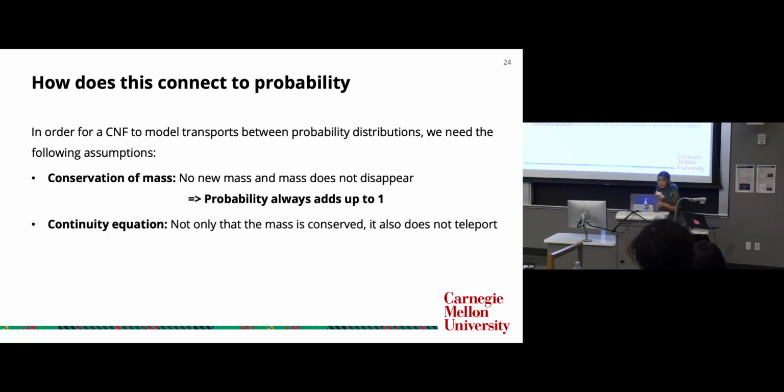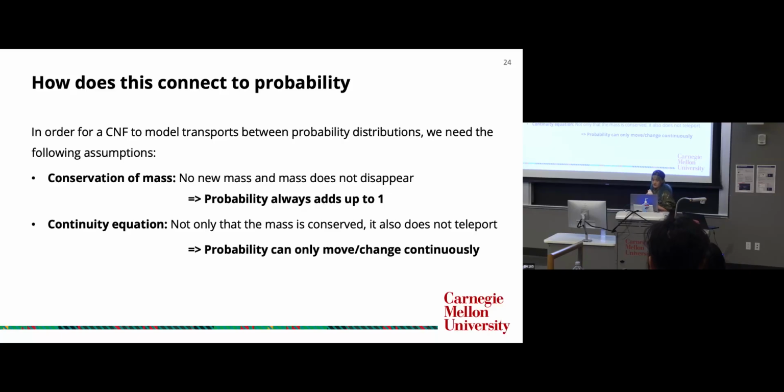And the second thing is what we call the continuity equation, which says that not only is the mass conserved, you also cannot teleport it, which means that everything needs to move smoothly and continuously. Basically, the probability can only change continuously. You cannot just jump from point to point, because it's a river. Okay, any question?